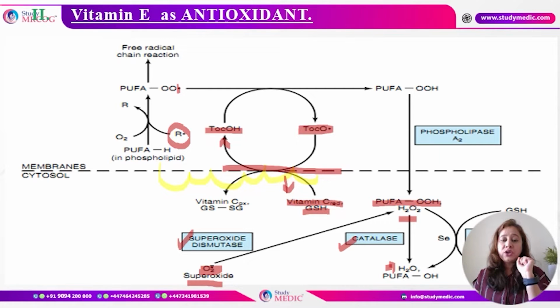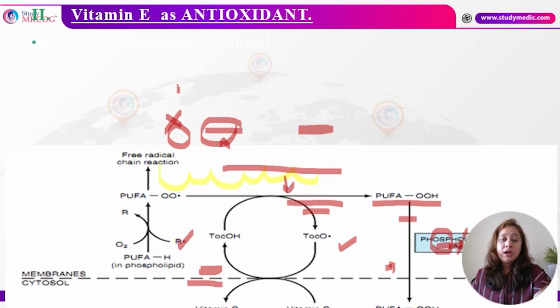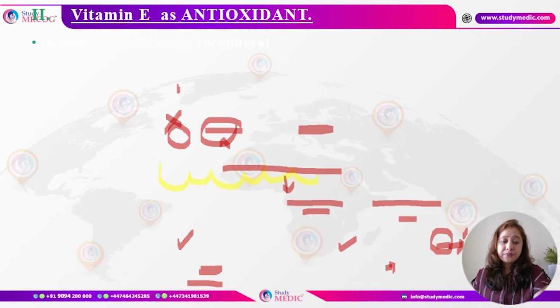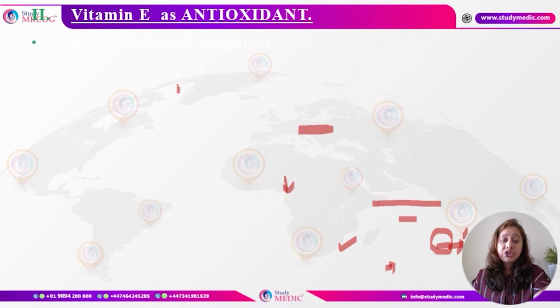Now we should also appreciate the presence of selenium in the glutathione peroxidase, as you can see. This is the cofactor present in the glutathione peroxidase. Selenium and vitamin E act synergistically in the free radical scavenging mechanism. So that's about the various antioxidants, the nature of the vitamins, and some of the enzymes we learned in the slide.